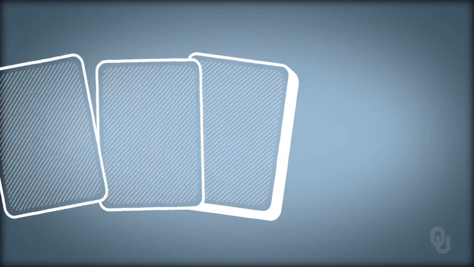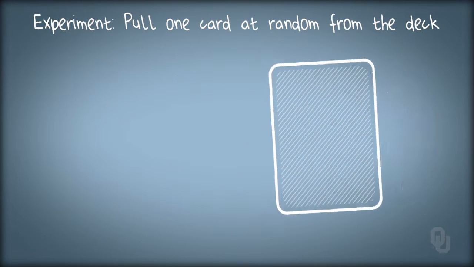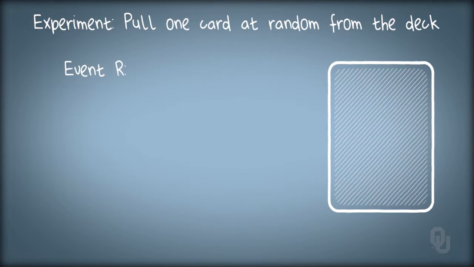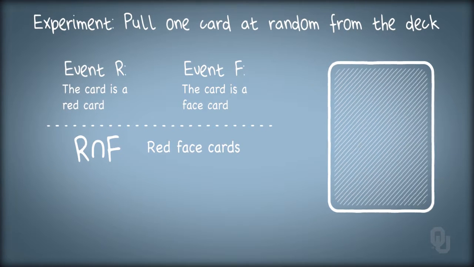Back to our deck of cards example. Let's say the experiment we're performing is pull one card at random from the deck. We can define event R as the card is a red card, and event F as the card is a face card. If so, what is R intersect F? That would be cards that are red cards and face cards at the same time, or red face cards. The set generated by R intersect F in this case would include jacks, queens, and kings of diamonds and hearts.